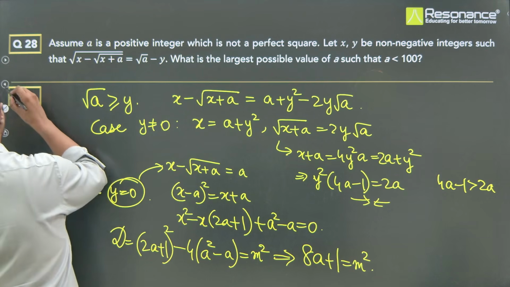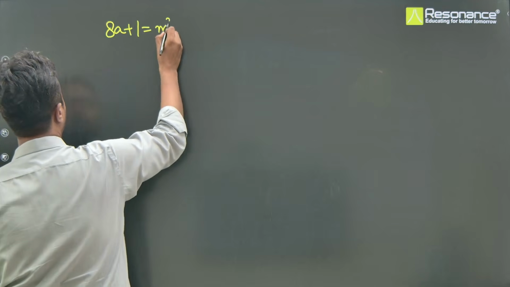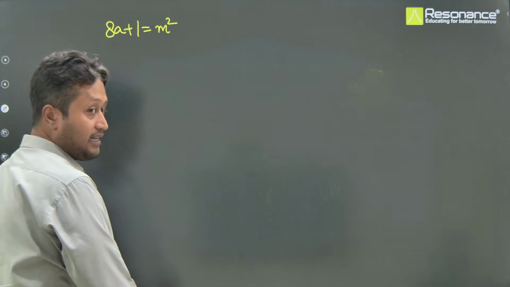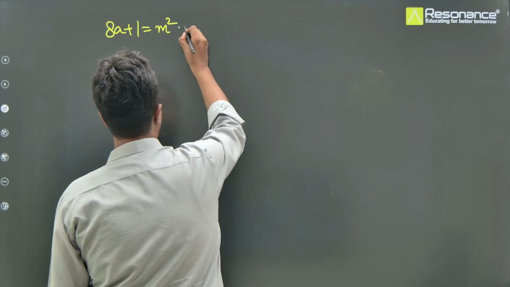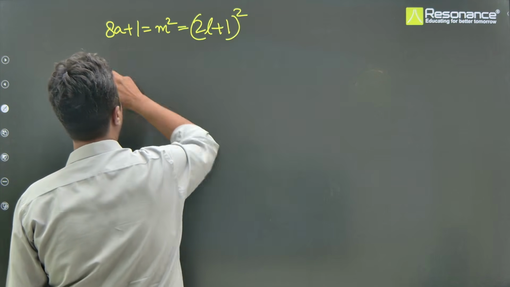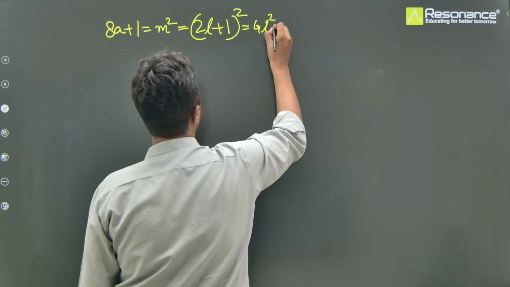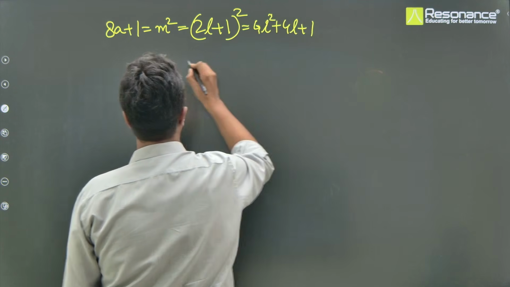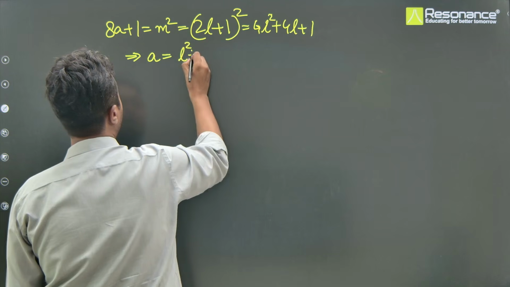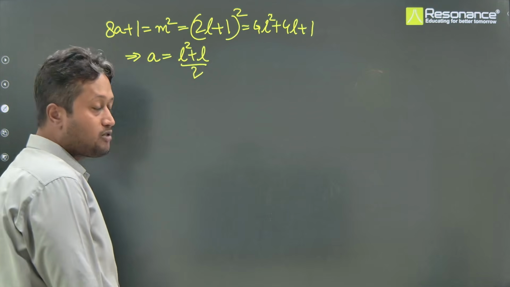So that doesn't leave a lot of options. So 8a plus 1 is a perfect square, and also you want the largest such a that does this job. So this m, maybe I can write it as (2l plus 1) whole squared, because that's an odd square. So m has to be odd. So that would be 4l squared plus 4l plus 1. So what does that tell us? It tells us that a is (l squared plus l) by 2. Yeah, that's a triangular number, l into (l plus 1) by 2.